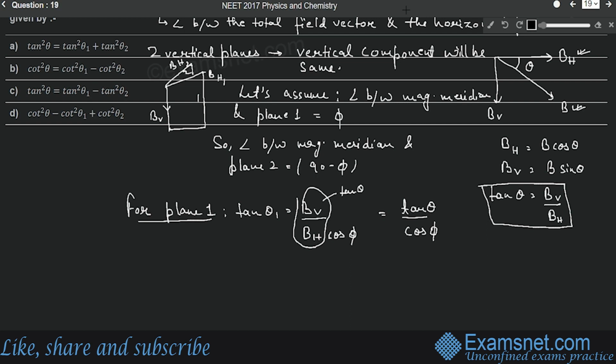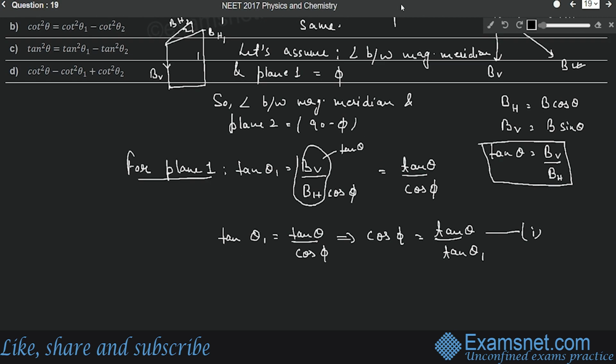So what did we get? We got that tan theta 1 is equal to tan theta by cos phi. So cos phi will be equal to tan theta divided by tan theta 1. Let's say this is the first equation. Now for the second plane, plane 2, we'll find tan theta 2. So tan theta 2 will be equal to the vertical component, that will remain the same.